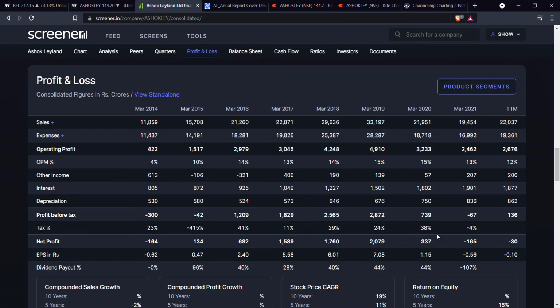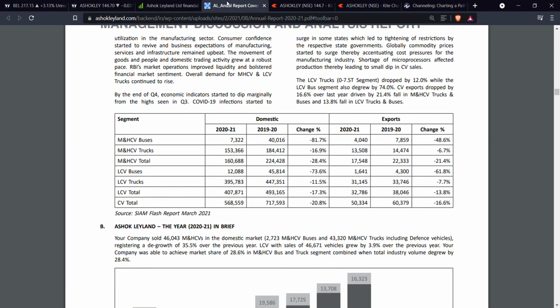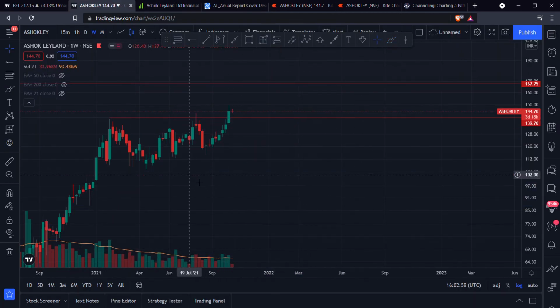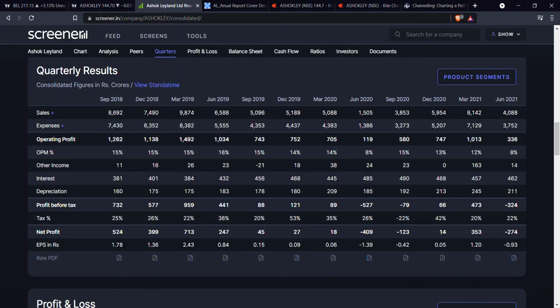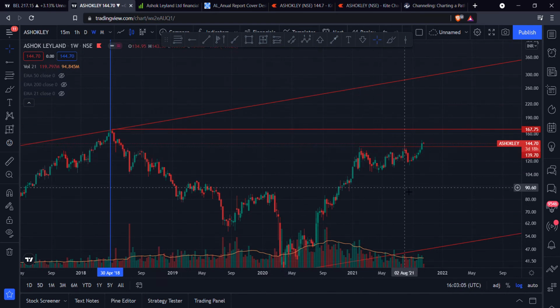Because if we look at the current trend, the June quarter was also hit due to the lockdown, and the sales were low, and it again made a loss. But look at what happened after June 2020, when the sales started to recover. It went from 3,000 crore to 5,900 to 8,000 crore, and it started recovering. So if there is no third wave, then it can easily recover. As you can see from the financials also, it can easily recover.